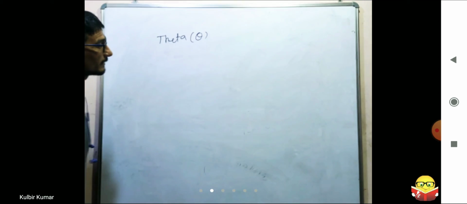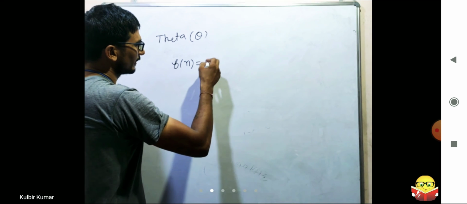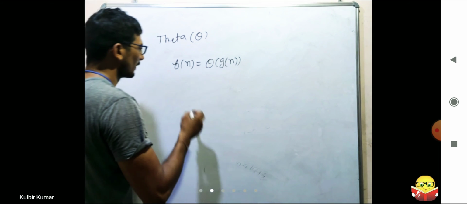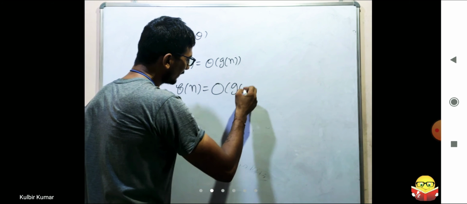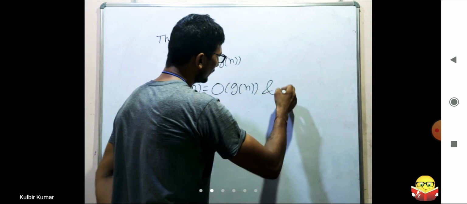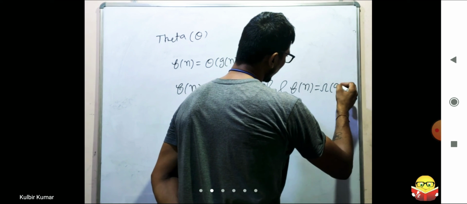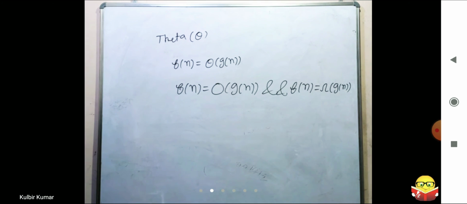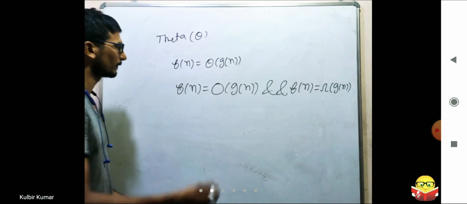Theta is denoted by just the theta only. So I can write f of n is theta of g of n. ये कब possible है? Whenever f of n is order of g of n and f of n is omega of g of n. अगर दोनों condition satisfy होती है, then I can write f of n is theta of g of n.